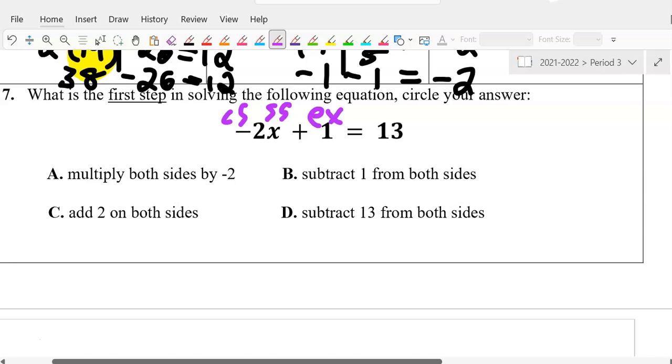And then the first step would be you subtract 1 from both sides. Good. So A, B, C, or D? B. All right. That was perfect.